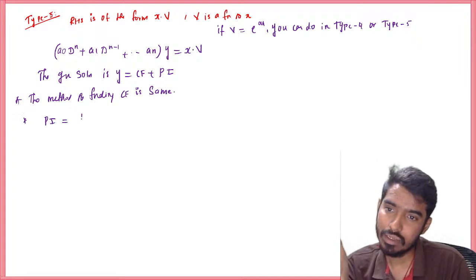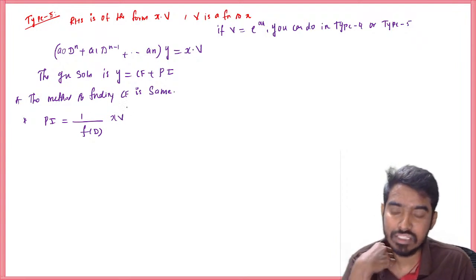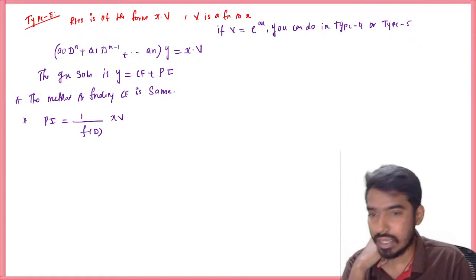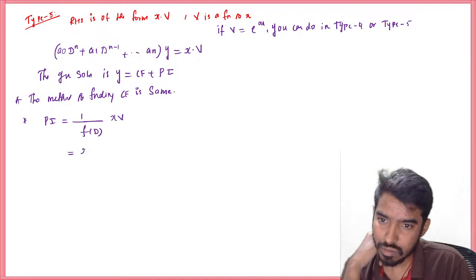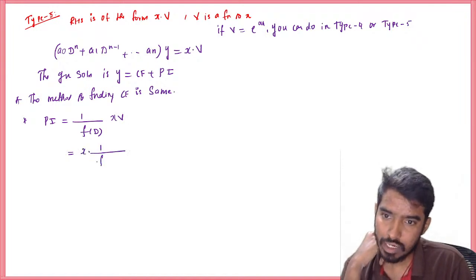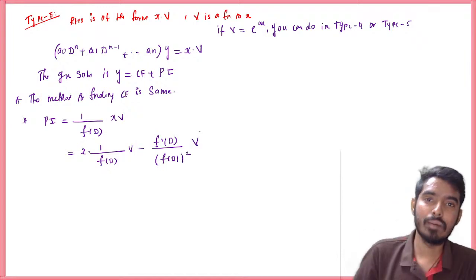Now to find PI, what is PI? 1 by f of d into xb, that is 1 by f of d into RHS, where RHS is x into b and b is a function of x. I'm going to give the formula. 1 by f of d into x b is same as x into 1 by f of d into b minus f dash of d divided by f of d whole square into b. This is the formula.